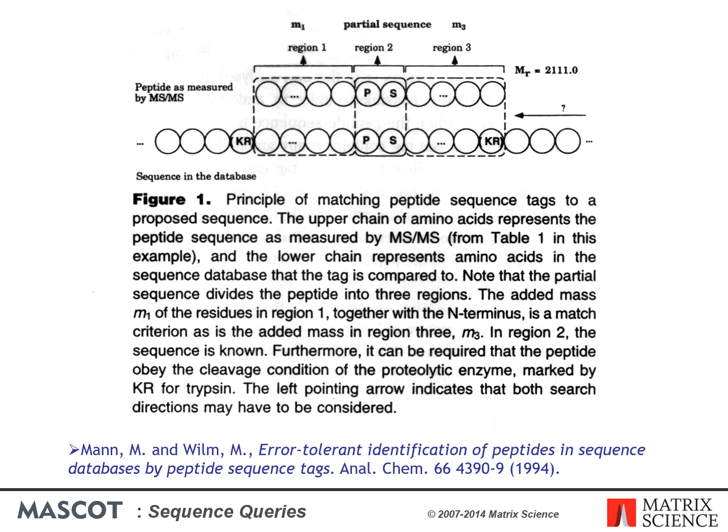The best known example is a sequence tag search, where a few residues of amino acid sequences are interpreted from the MS/MS spectrum. This was first published in 1994 by Matthias Mann and Matthias Wilm.